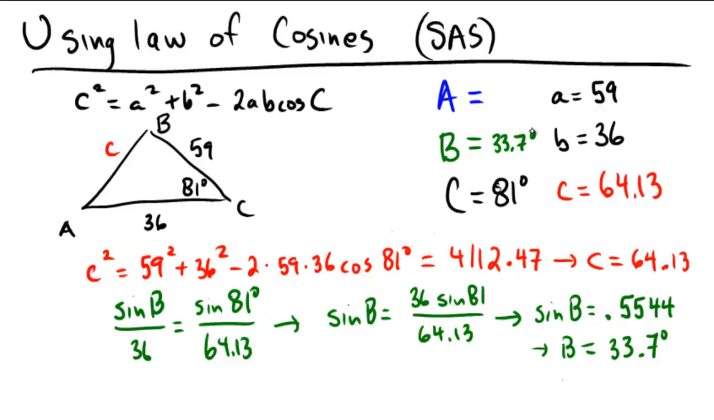Okay, nicely. We still have one more piece to do. You could use the law of sines if you wanted to, but since all the angles in a triangle add up to 180, let's take the easy way out and say that all the angles are 180, subtracted by the 81 for C that was given, and subtracted by the 33.7 for B, which we found. We find that angle A is equal to 180 minus 81 minus 33.7, or 65.3 degrees.